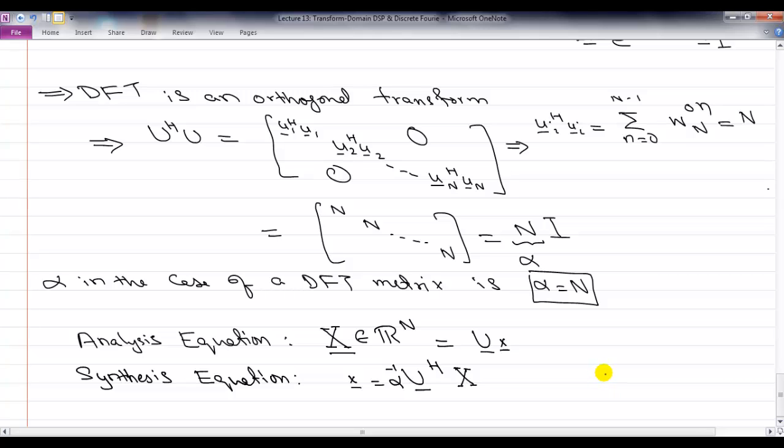If you go back and look at your notes, we defined that when alpha is not equal to 1, our inverse transform or synthesis equation comes out to be alpha inverse times U Hermitian, which means it will be equal to U Hermitian over N times capital X.